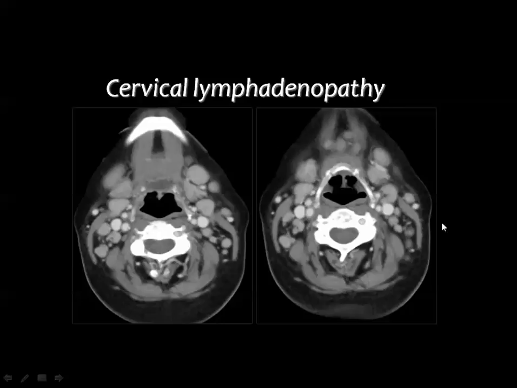And if you look here, we have many nodes in the cervical region. These are the submental group, which are usually located between the anterior belly of the digastric muscle. The submandibular group are seen around the submandibular salivary gland. This is the submandibular salivary gland, and these are the lymph nodes. Then the deep cervical lymph nodes are seen behind, or deep to, the sternomastoid muscle. These are the group of deep cervical lymph nodes.